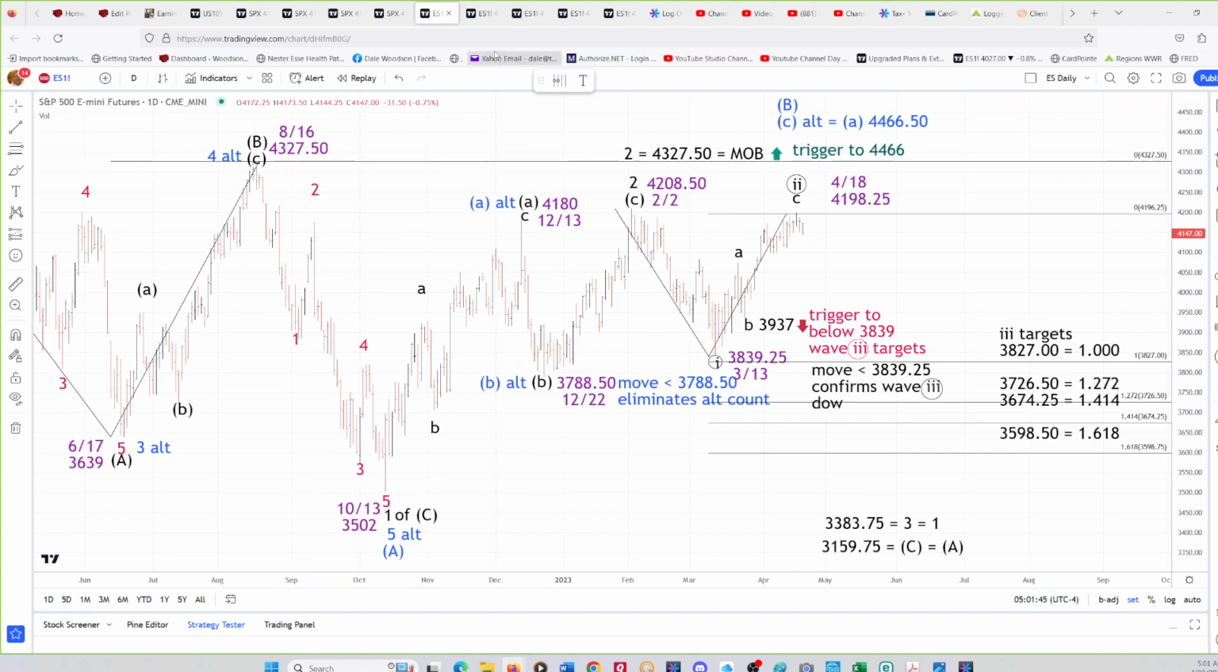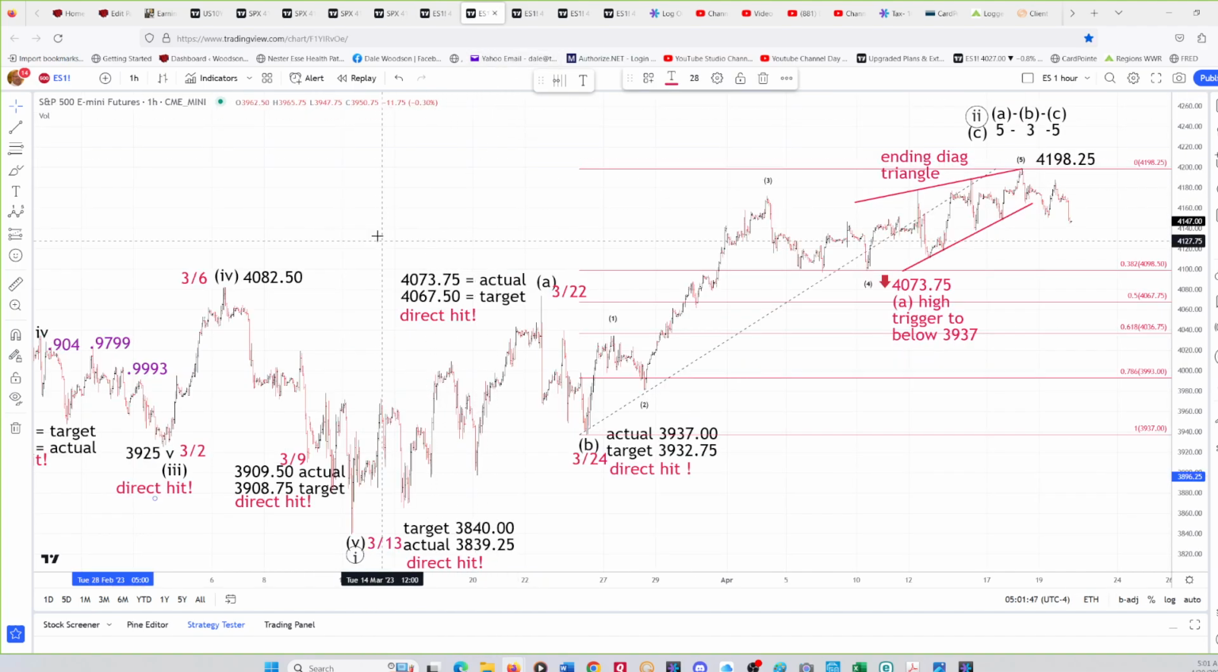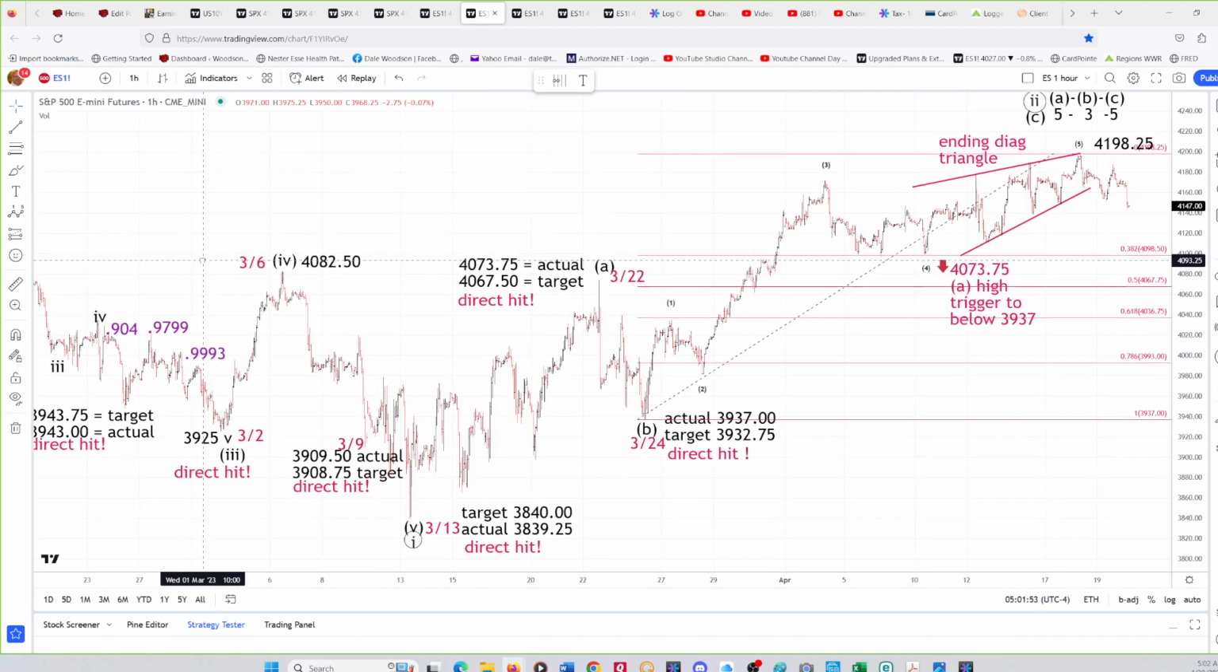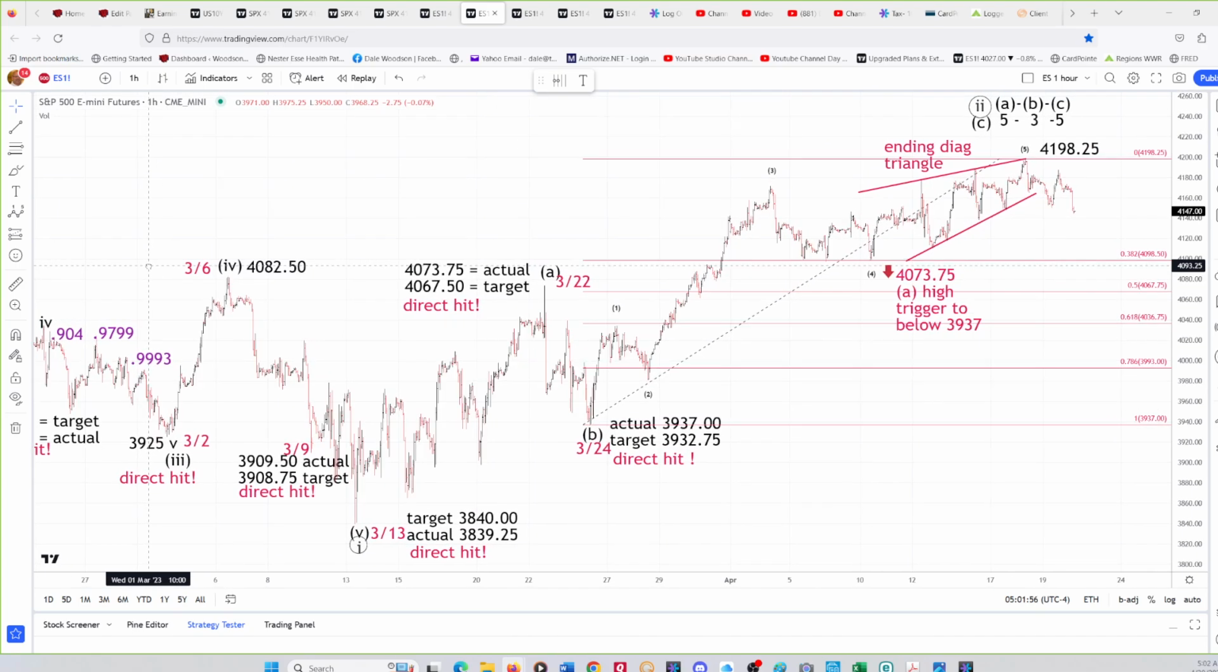Let's see if we can get down a little bit here. Okay, by the way, we've got a ton of direct hits here, as you can see. We don't need to go all the way back, but anyway, up and downside targets. Okay, so here is that ending diagonal triangle. As you can see, here it is, a 1 up, 2 down, 3 up, 4 down, and then there is the 1, 2, 3, 4, 5, the ending diagonal triangle there, which appears to have topped there on the 18th at 41.98.25. Then we'll be looking for a change in trend.